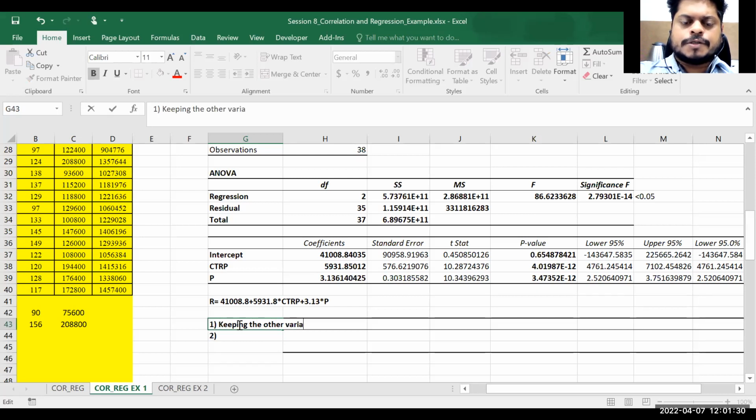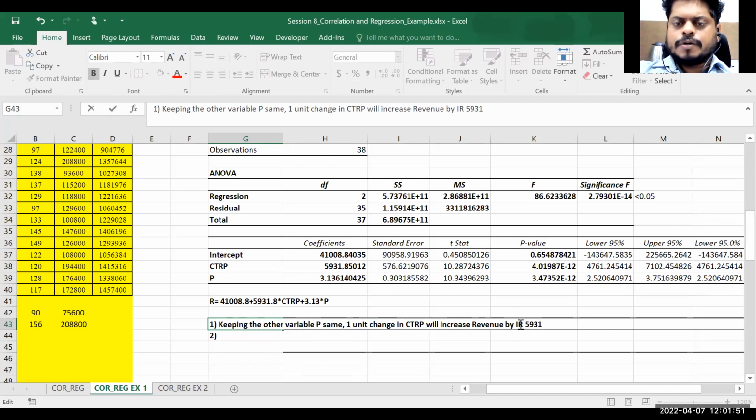The other variable here is only one variable, that is P. Same. 1 unit change in your CTRP will increase revenue by INR 5931. So anytime you are talking about regression, we are basically talking about keeping other variables the same, irrespective of other values. If I change my CTRP, there will be a change of 5931.